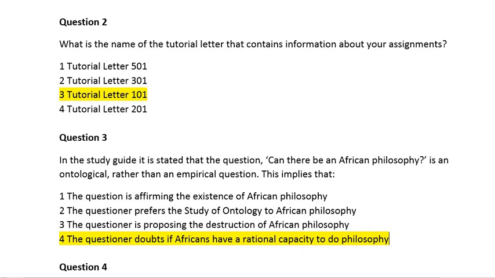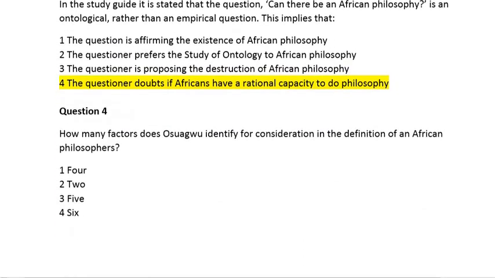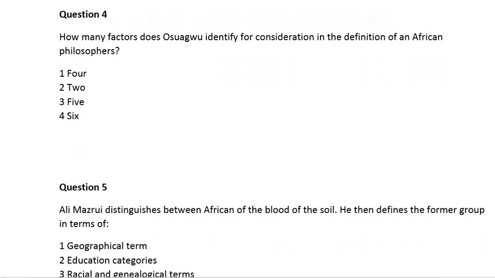Let's go to question number 4. How many factors does Oseghare Oruka identify for consideration in the definition of an African philosopher? Number 1, 4. Number 2, 2. Number 3, 5. Number 4, 6. So here guys, the correct answer is number 1, which is 4.